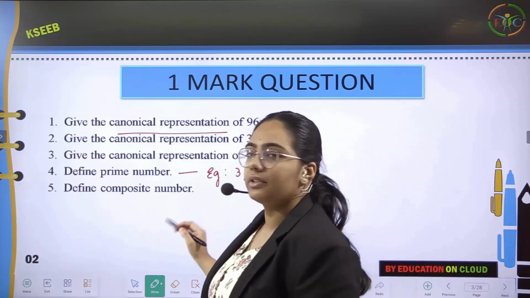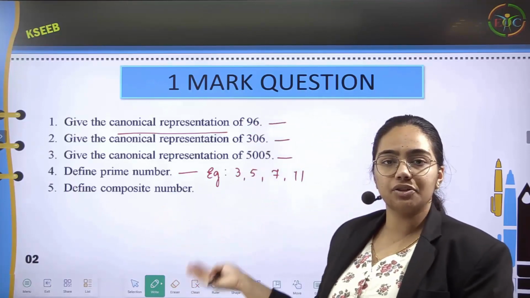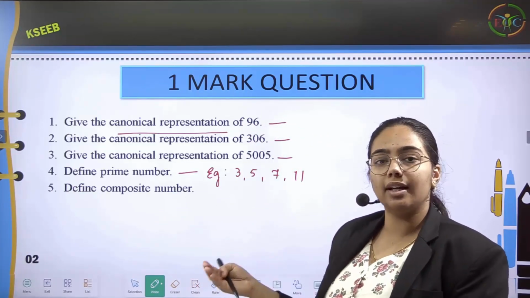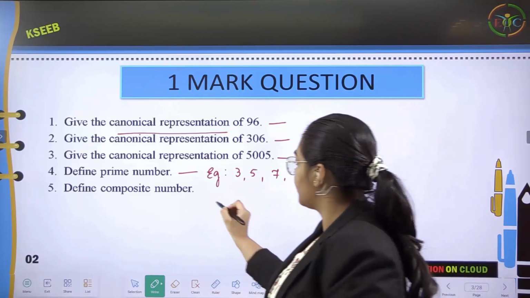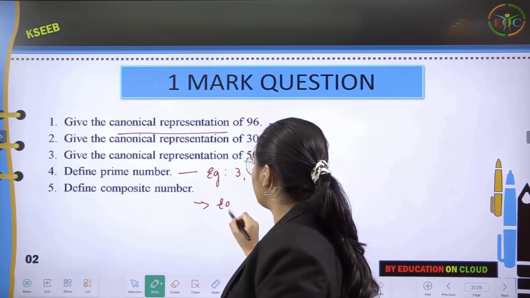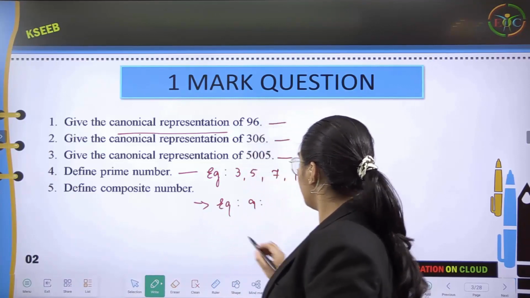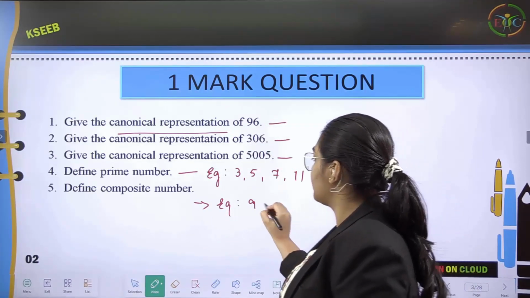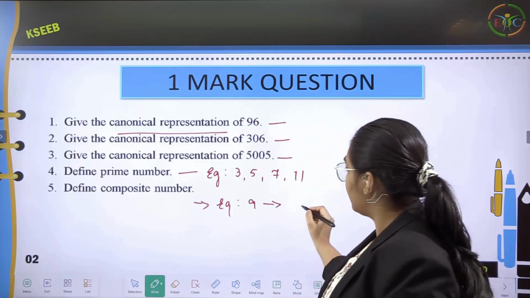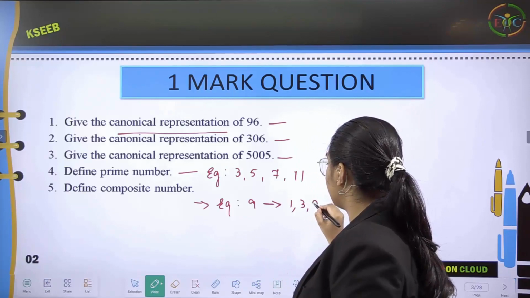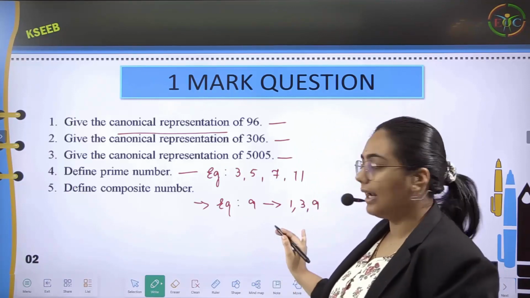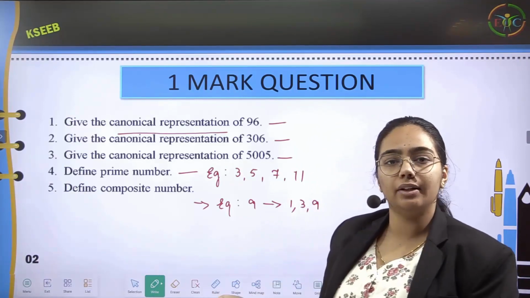And define a composite number. A composite number is a number which is not a prime number. What does that mean? It has more than 2 factors. For example 9. The factors of 9 are 1, 3 and 9. It has more than 2 factors.